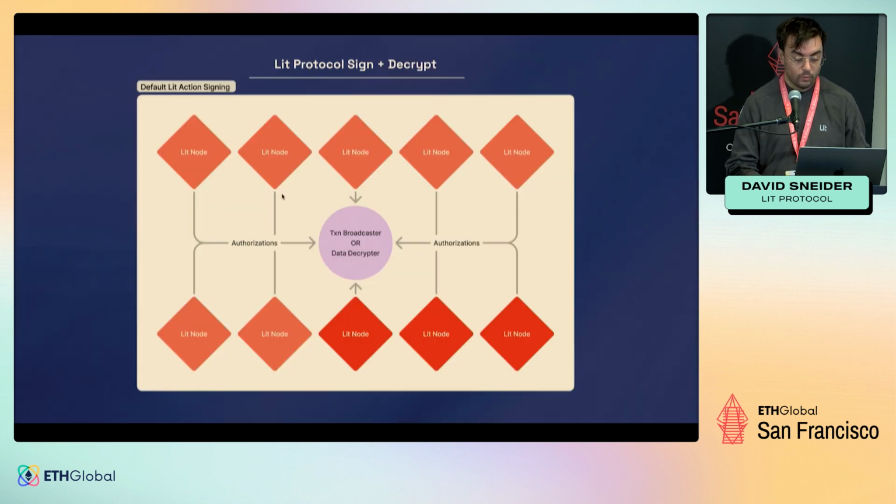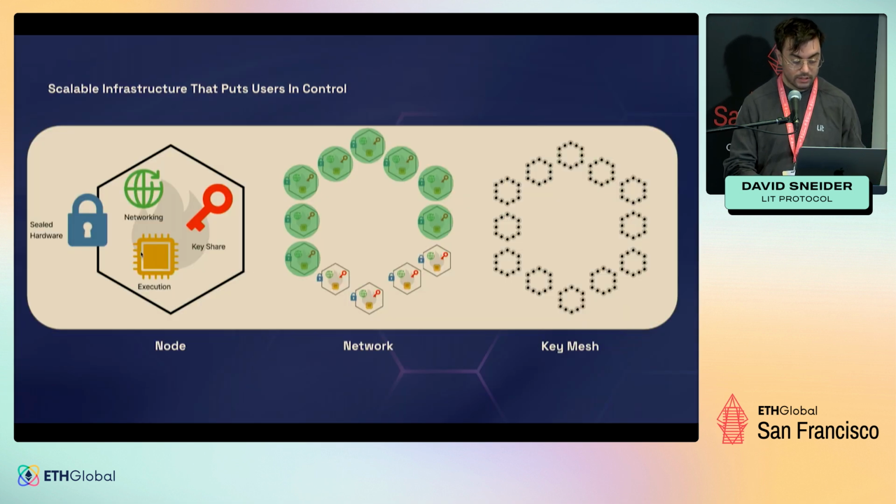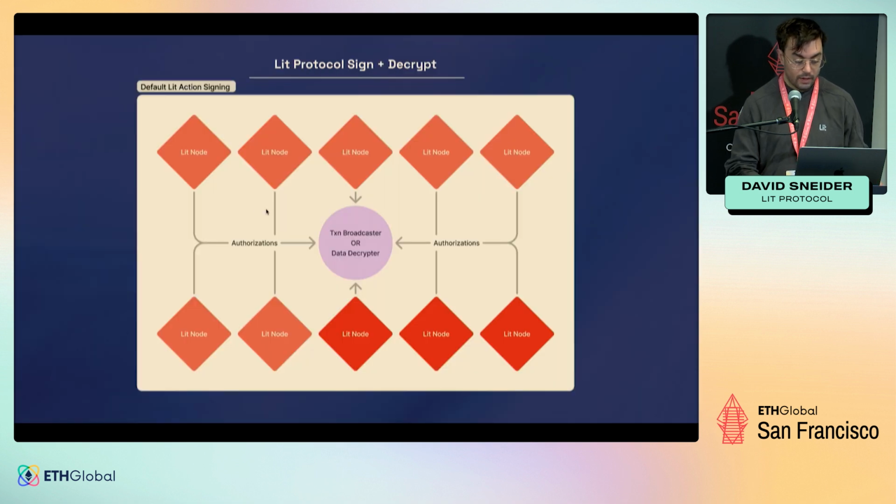And so the execution method is called a Lit Action. That's the JavaScript code that runs in this execution environment. And so you can basically say, hey, Lit nodes, I want to decrypt some data, or I want to broadcast the transaction. And this is how this has worked for some time.